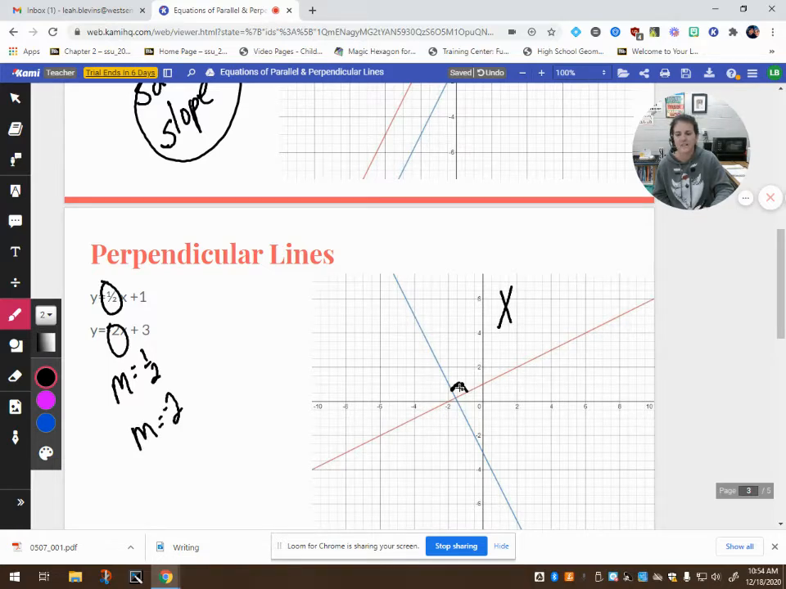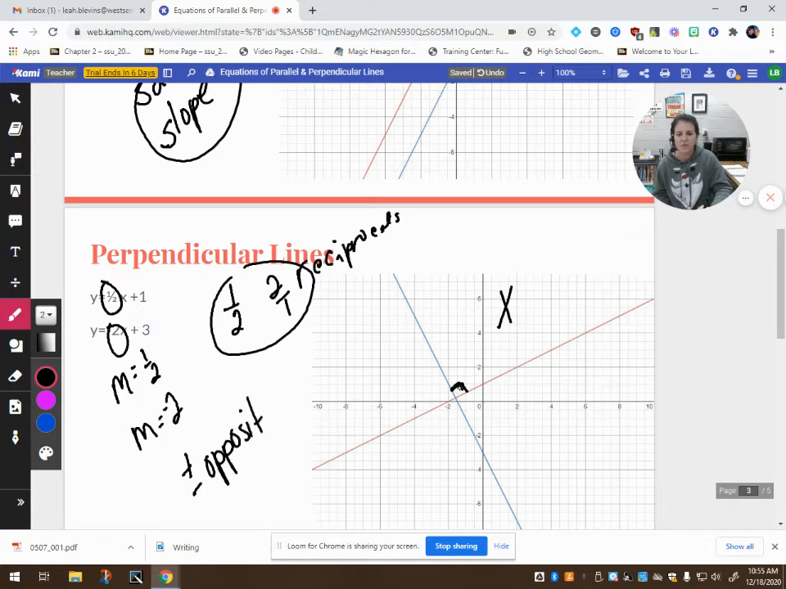-2 is the reciprocal of 1/2. So 1/2's reciprocal is 2 over 1. So these are reciprocals. Remember that word. These are reciprocals. And the fact that one is positive and one is negative makes them opposites. Positive and negative are opposites. So in order for lines to be perpendicular, their slopes have to be opposite reciprocals. One must be positive, one must be negative. If one is 1/2, then the other must be 2.